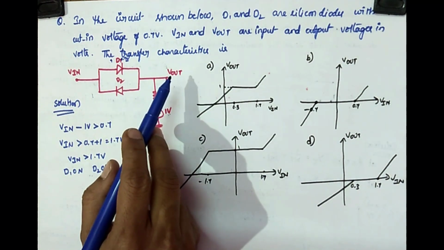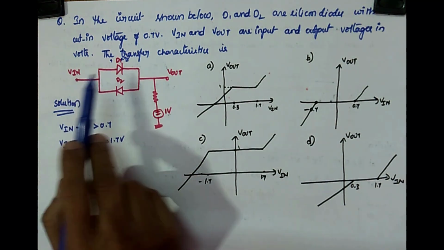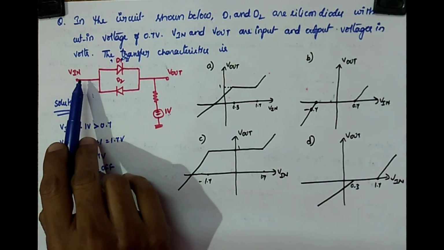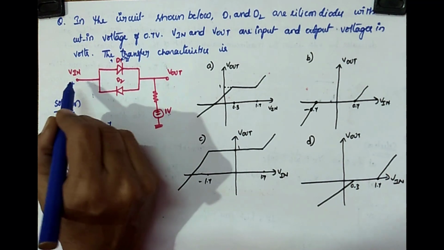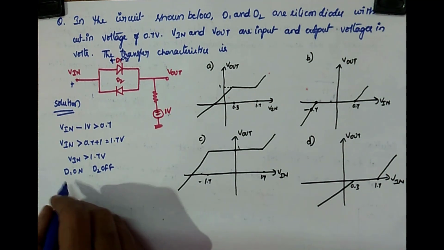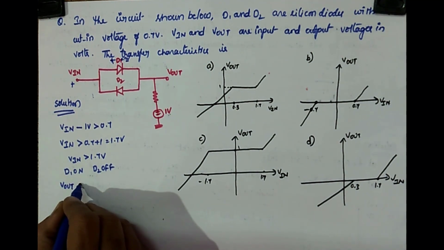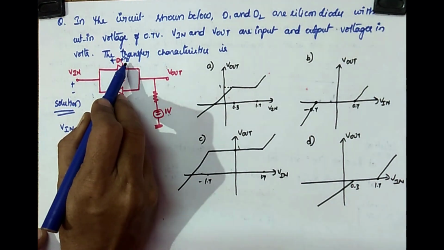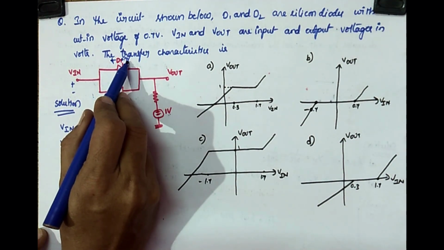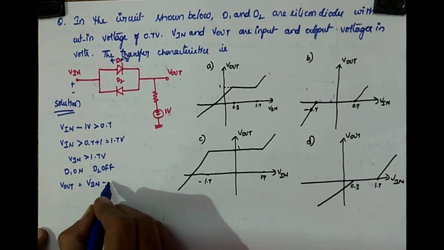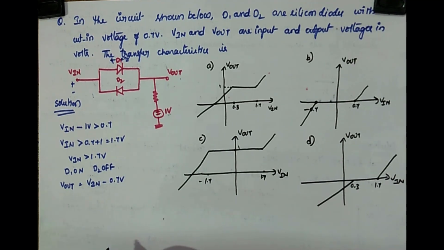So what about the output? You applied Vin greater than 1.7. So what is Vout now? Vin, you are applying plus here, and this is the cut-in voltage, plus and minus. For this case, your Vout is: suppose it is like this, Vin is the second terminal plus, and here the second terminal minus 0.7 is equal to Vout. So Vin minus 0.7 volt is your Vout.